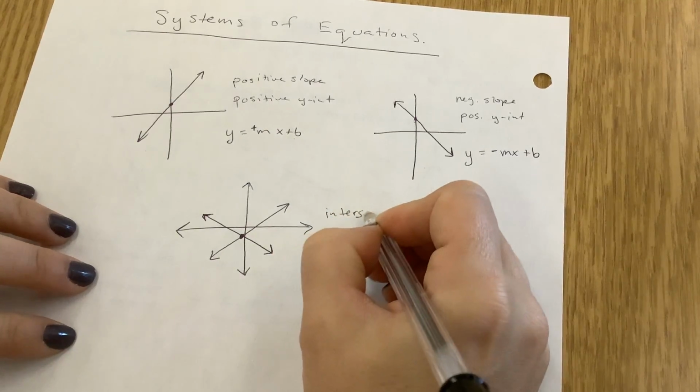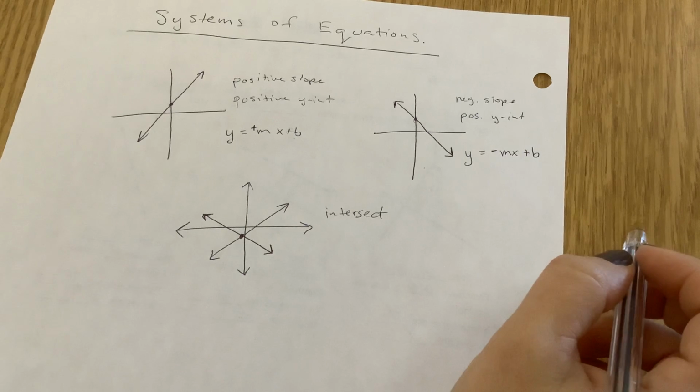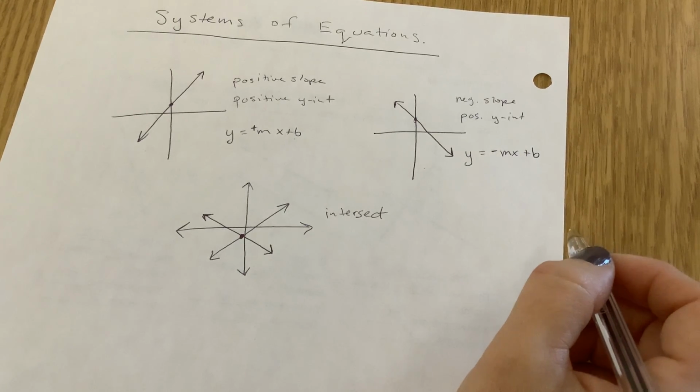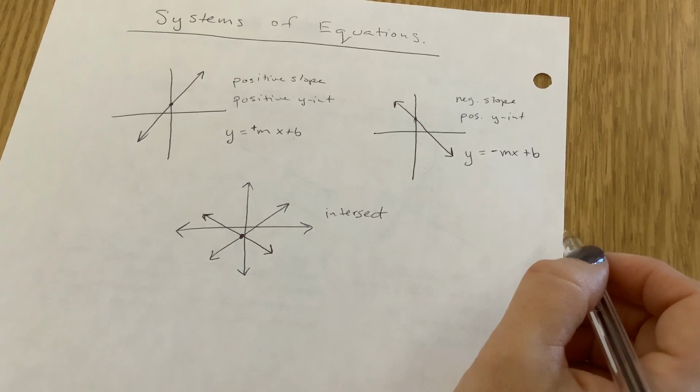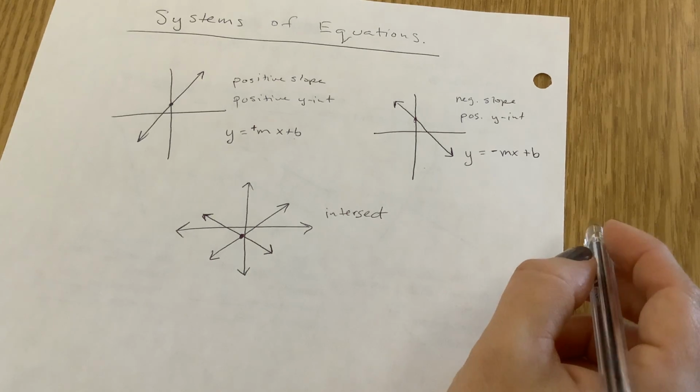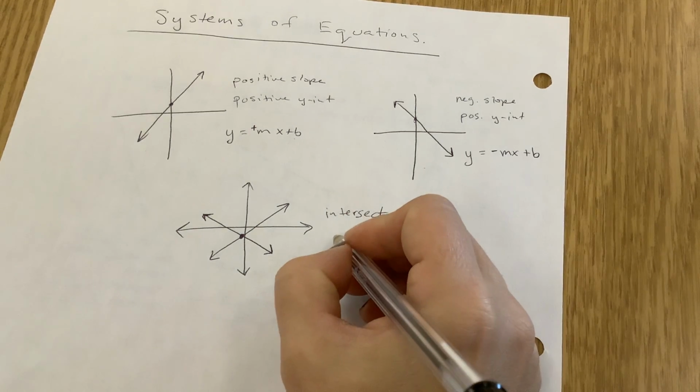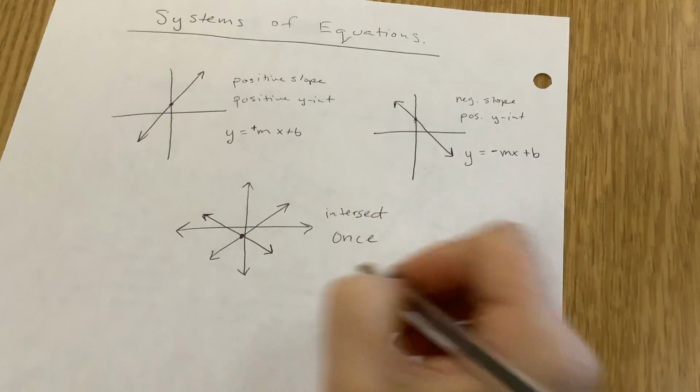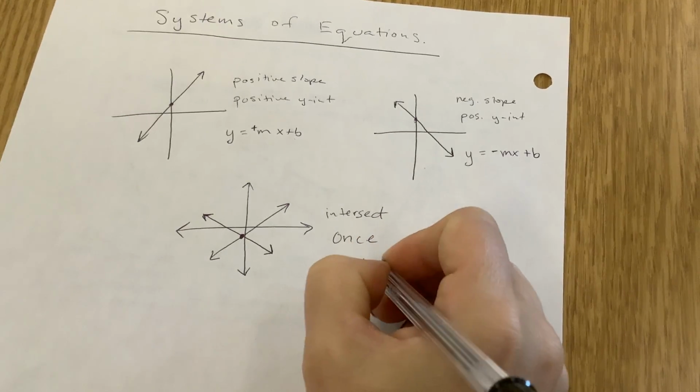If they intersect, how many solutions are possible? How many times is it going to intersect? Are there any other points where it's going to intersect at? Yeah, it's only ever going to intersect once. So this is one solution.